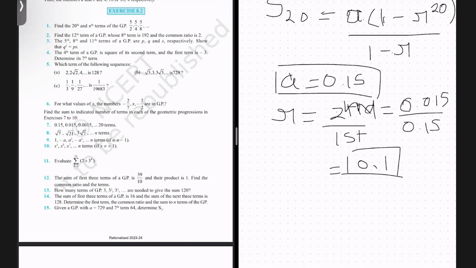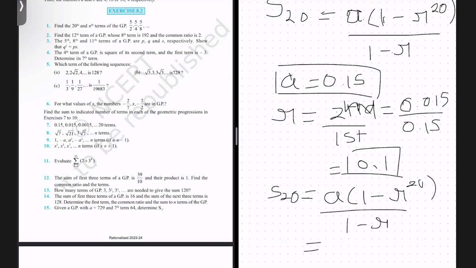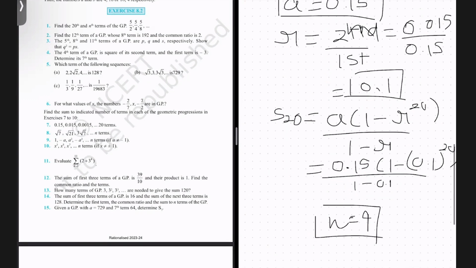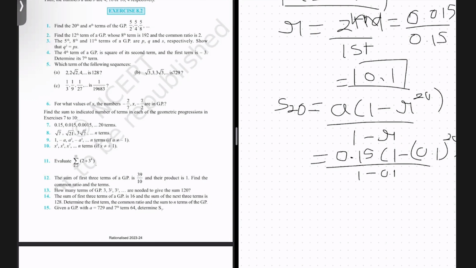So S of 20 is going to be, as we had previously seen, S of 20 is nothing but a times 1 minus r raised to the power 20 upon 1 minus r. A has been given to us as 0.15. We have r as 0.1 raised to the power 20 divided by 1 minus 0.1. Simplifying this, we get 0.15 upon 0.9, times 1 minus 0.1 raised to the power 20.